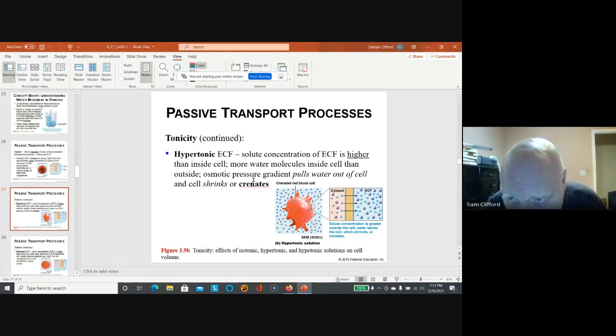So if you have an extracellular fluid that has more dissolved materials, so there's more water here, less water per volume, the water will move from left to right and the cell will shrink. That's called crenation.